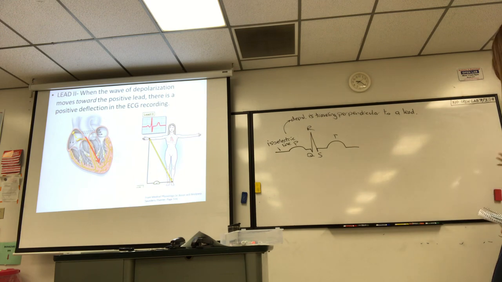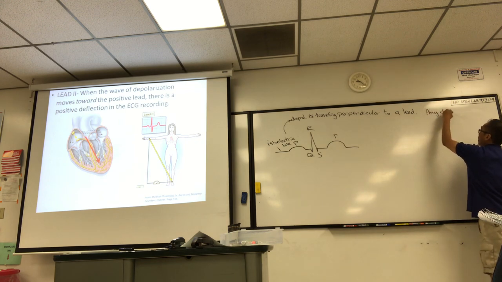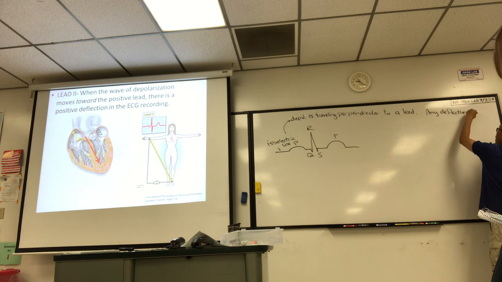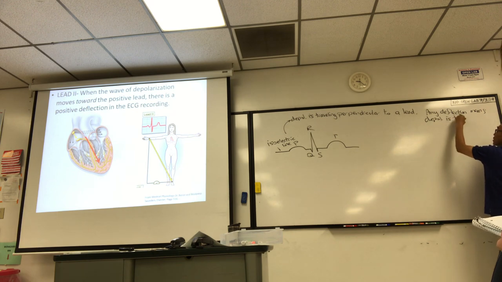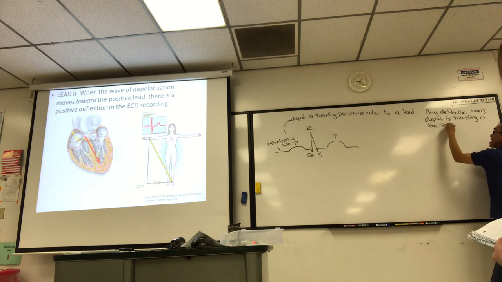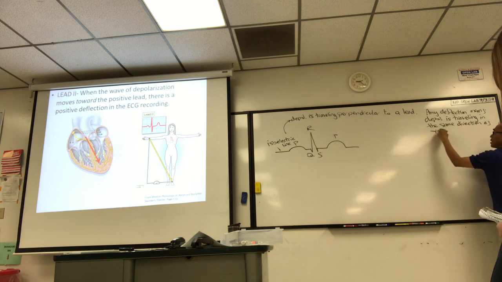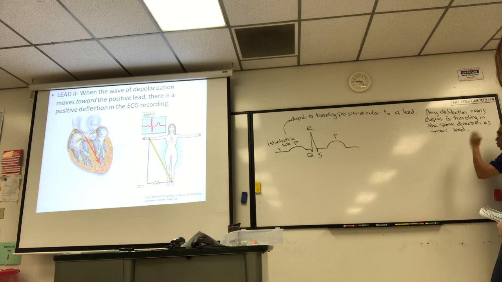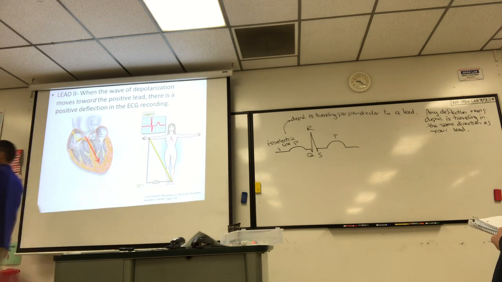So if you see any kind of deflection, up or down, it simply means that the depolarization is more or less traveling in the same direction as your lead. Any deflection means the depolarization, the dipole, is traveling in the same direction as your lead. For us, there'll be one lead. Lead two.